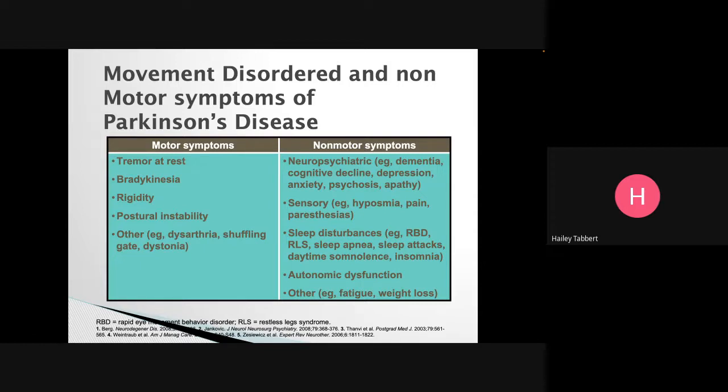RBD is rapid eye movement behavior disorder, and RLS is restless leg syndrome. Both of those can affect your sleep, as well as sleep apnea, sleep attacks, insomnia. There's autonomic dysfunction, fatigue, weight loss. There's a ton of different symptoms for Parkinson's, and they're pretty individual for each patient as well.